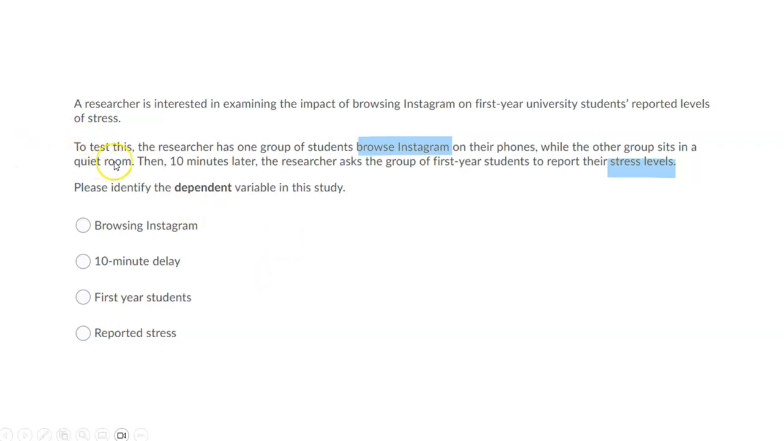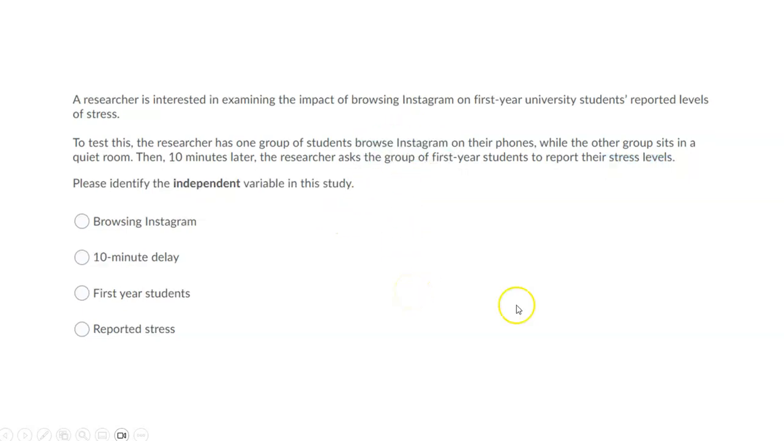And now you can see that, to test this, a researcher has one group of students browse Instagram on their phone, and then they want to know about the stress level. So what is the independent variable? That is browsing Instagram. And what is the dependent variable? That is the stress level. So reported stress is the outcome, and this is the cause. I think it's the same question. Browsing Instagram is an independent variable, and the reported stress is a dependent variable.